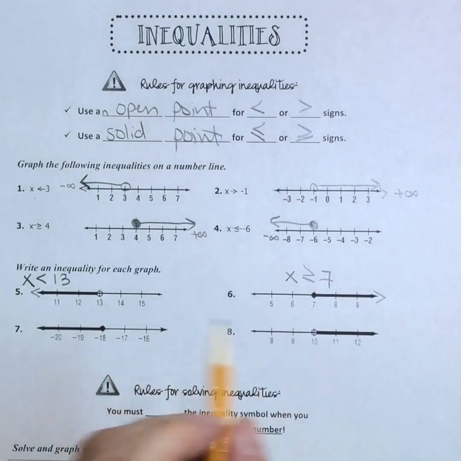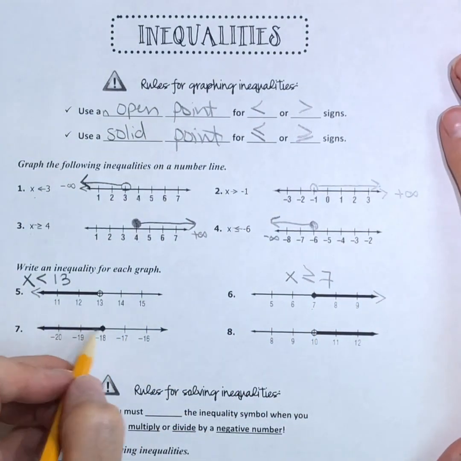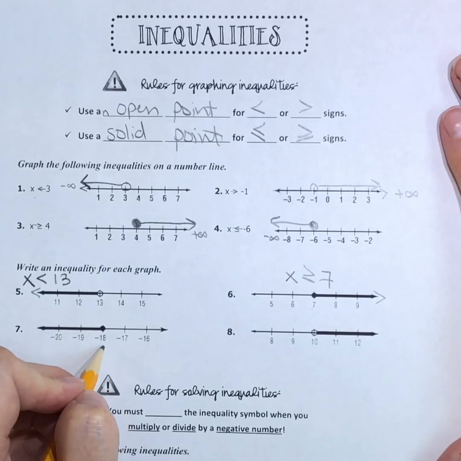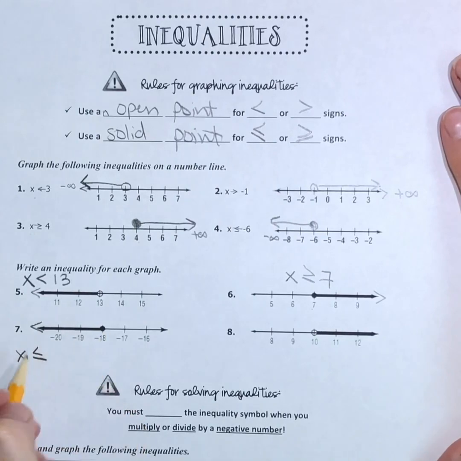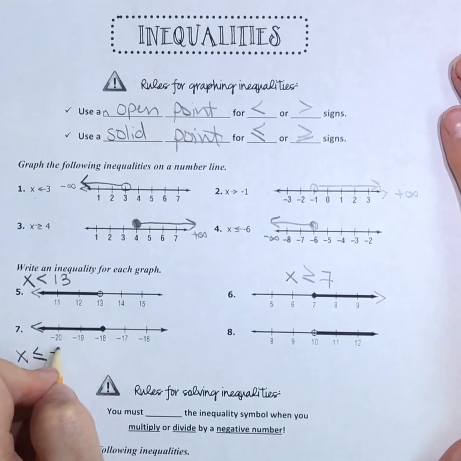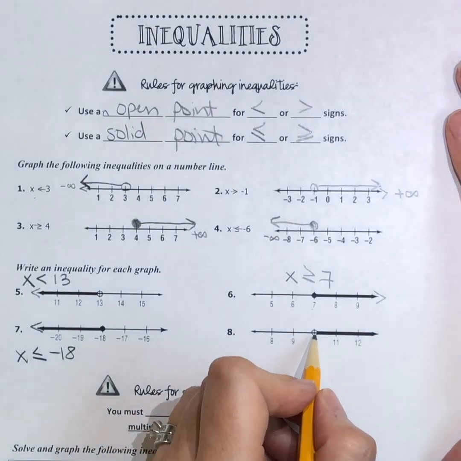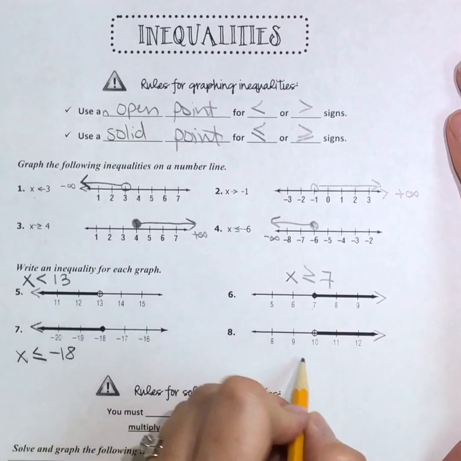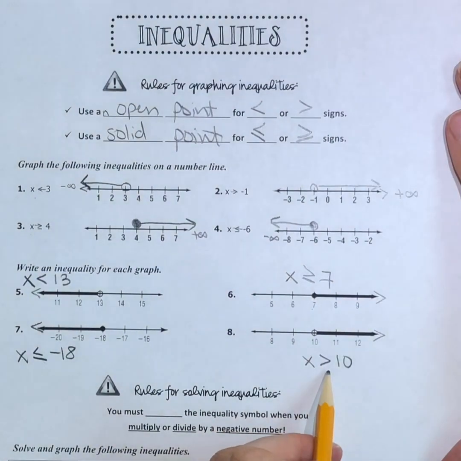Okay, the boundary number is always where the graph starts or ends. Number 7, we have a solid point, and the boundary number is -18. But notice it's pointing to the left, which is a less than. So I'm going to use x is less than or equal to, again, the or equal to is because of the solid point, to -18. Number 8, we have an open boundary point, but it's pointing to the right, so I'm going to say x is greater than 10. And because it's an open point, I just leave it strictly greater than.